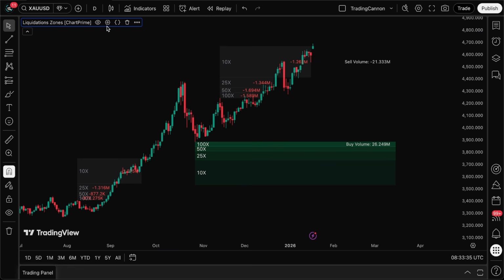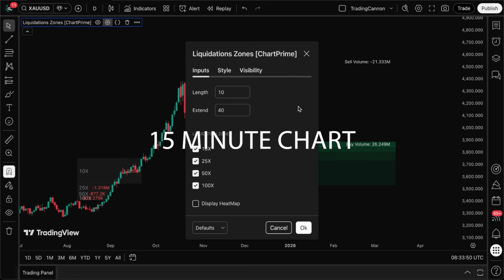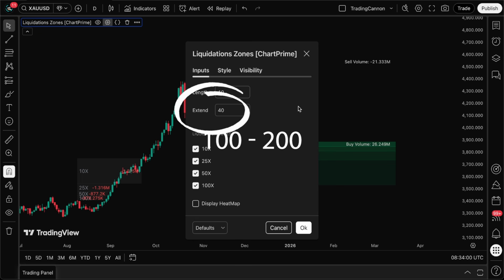Here's the step-by-step. First, the Length setting. This determines how many bars back it looks to find pivot points for calculating zones. For beginners, start with the default, around 10 to 20 bars. But if you're on a 15-minute chart, try 30 for a good balance. Next, Extend. This controls how far the zones stretch across the chart. Default is fine, but bump it up to 100 to 200 if you want longer projections.